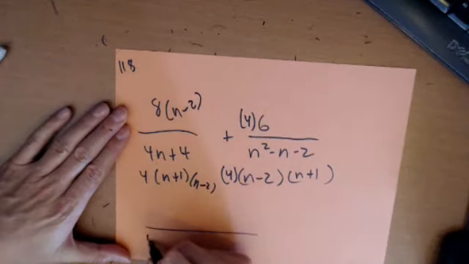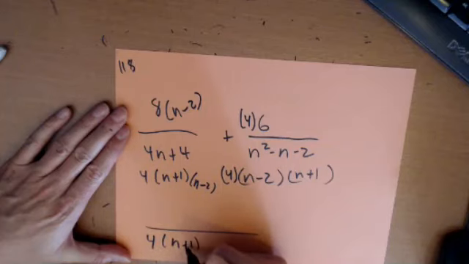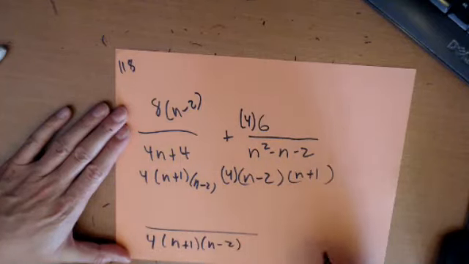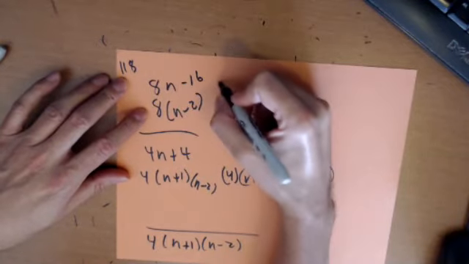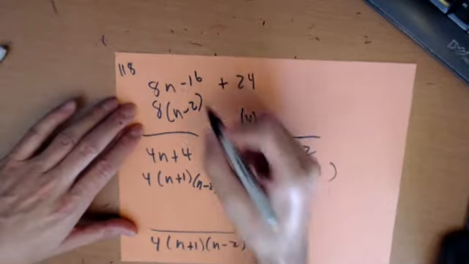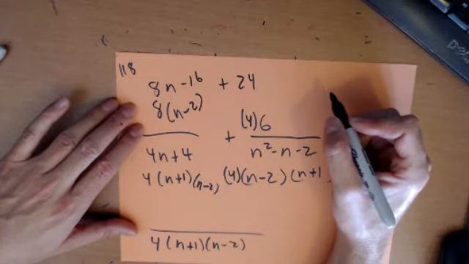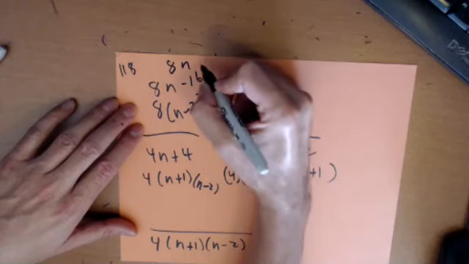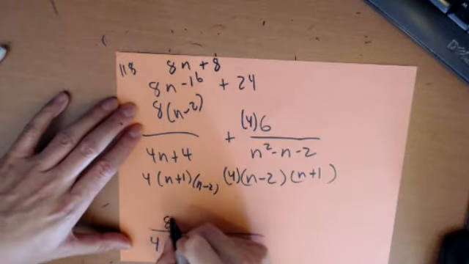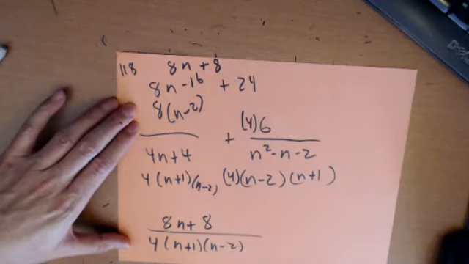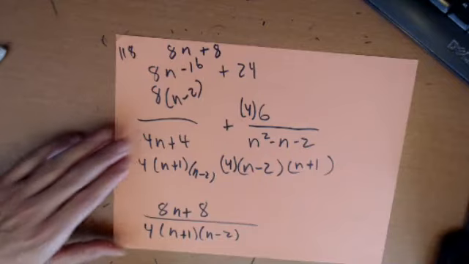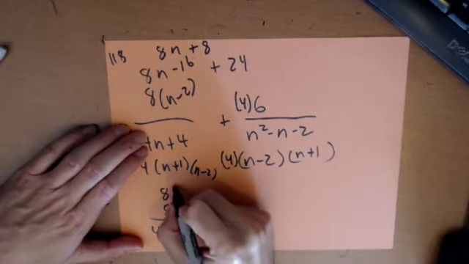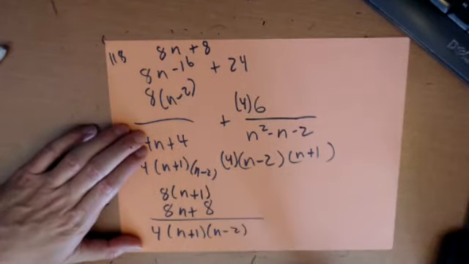The bottom is 4, n plus 1, n minus 2, and on top, let me clean it up a little bit, 8n minus 16 plus 24. Minus 16 and then 24, what is that? 8. That's an 8n plus 8. Are we done? No. This 8n plus 8 can be factored, so pull out an 8, n plus 1.